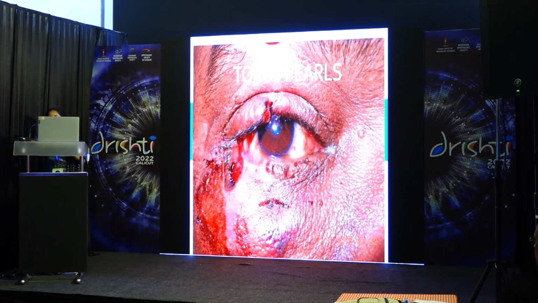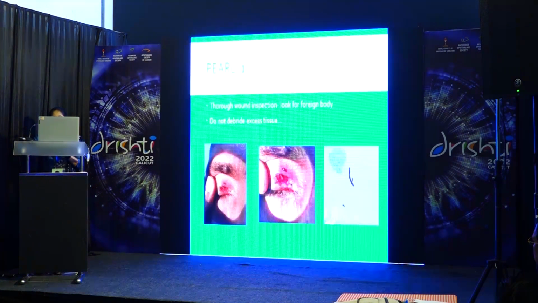I'm going to be sharing the top 10 pearls in eyelid and canalicular tear management. The very first thing is thorough wound inspection. Always look for foreign bodies, because many of these wounds can have small foreign bodies embedded in them, and we should not miss those. Sometimes the lid may appear apparently necrotic or devitalized, but all facial structures have high vascularization, so it's not essential to debride excess tissue. Many of these lid tears appear a little larger than they are because of the unopposed action of the orbicularis.